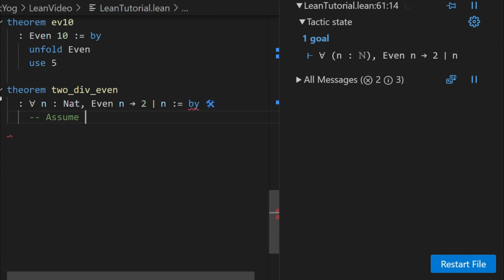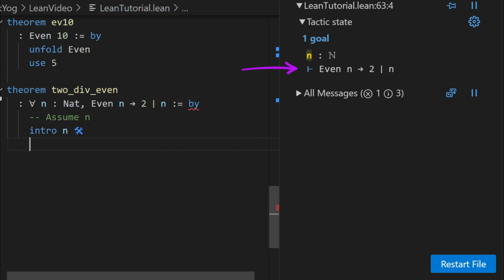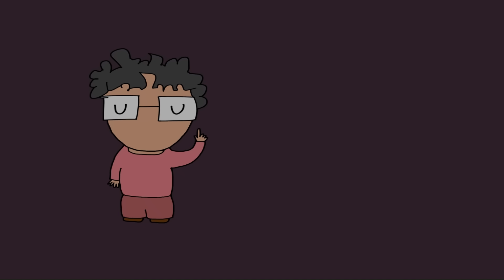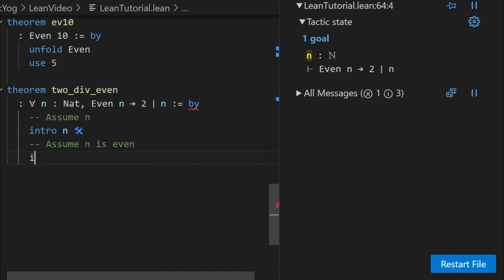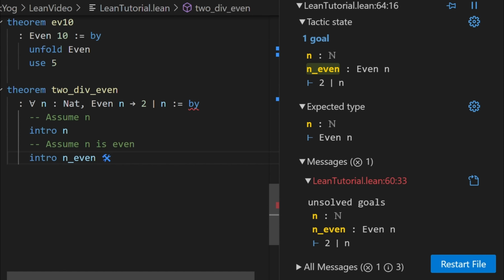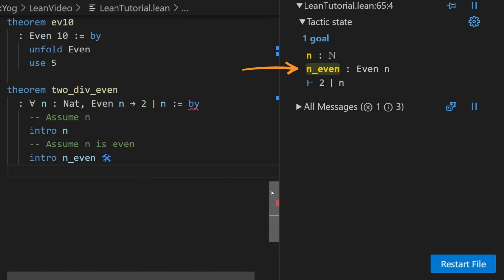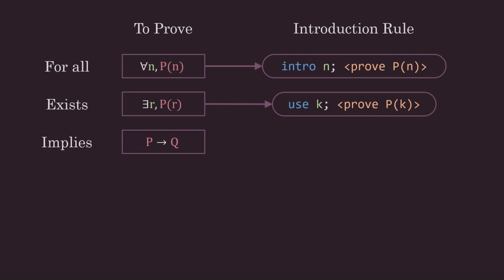Start by assuming n with the for all introduction, intro n. The goal is now an imply statement. In normal language, we would assume n is even. In Lean, intro n_even. And n_even is now the proof of even n. What we just did here is the implies introduction. To prove P implies Q, intro HP as the proof of P and then prove Q using that.